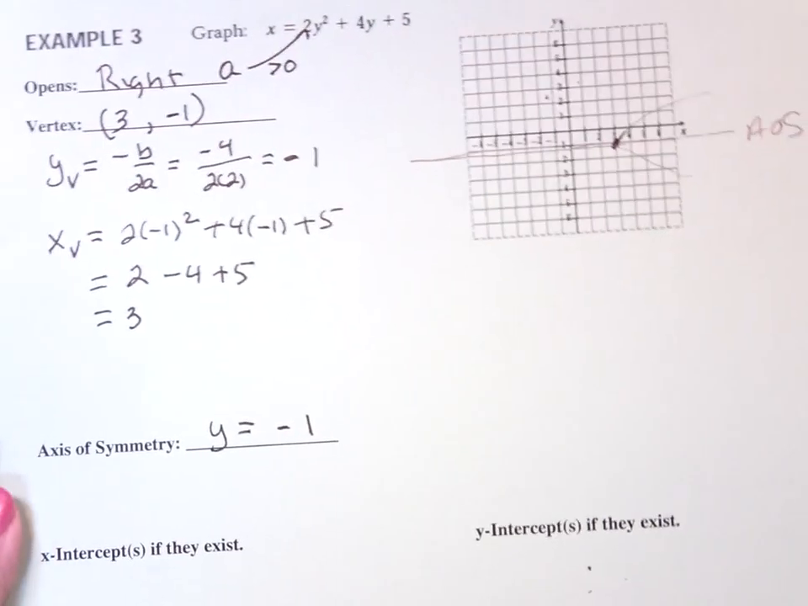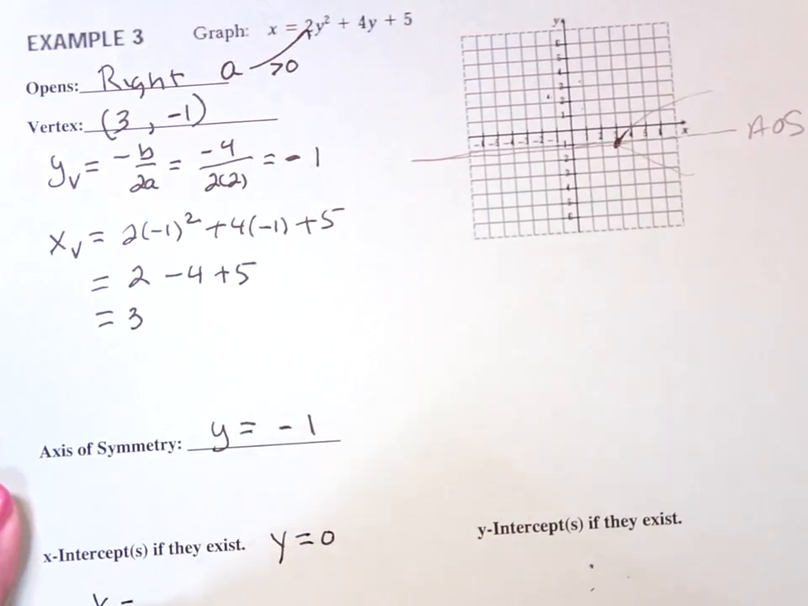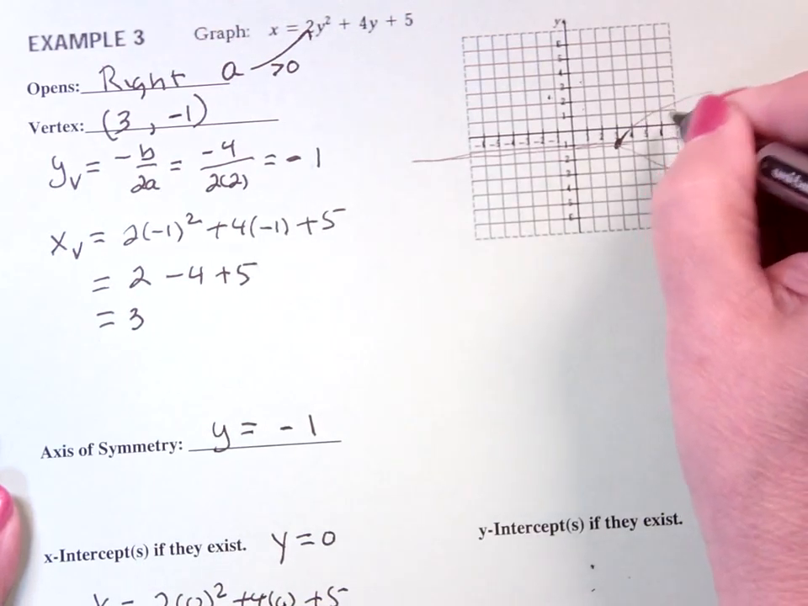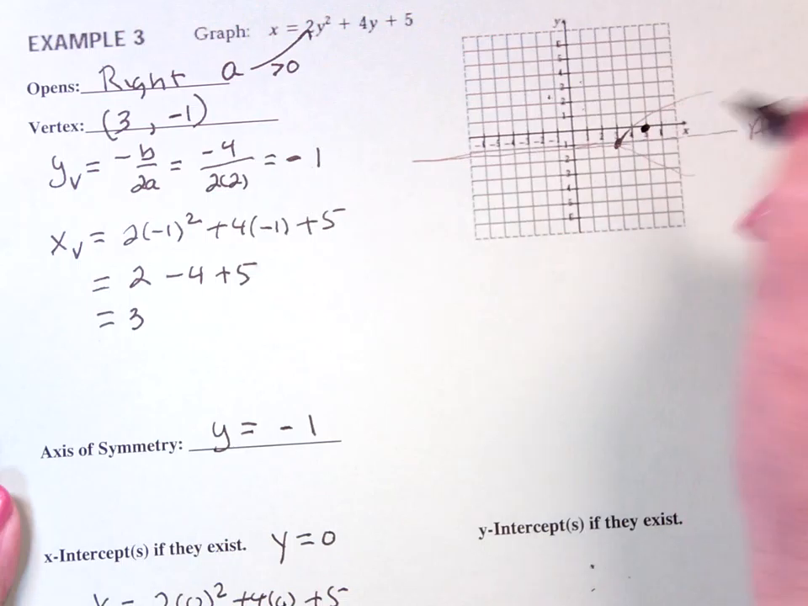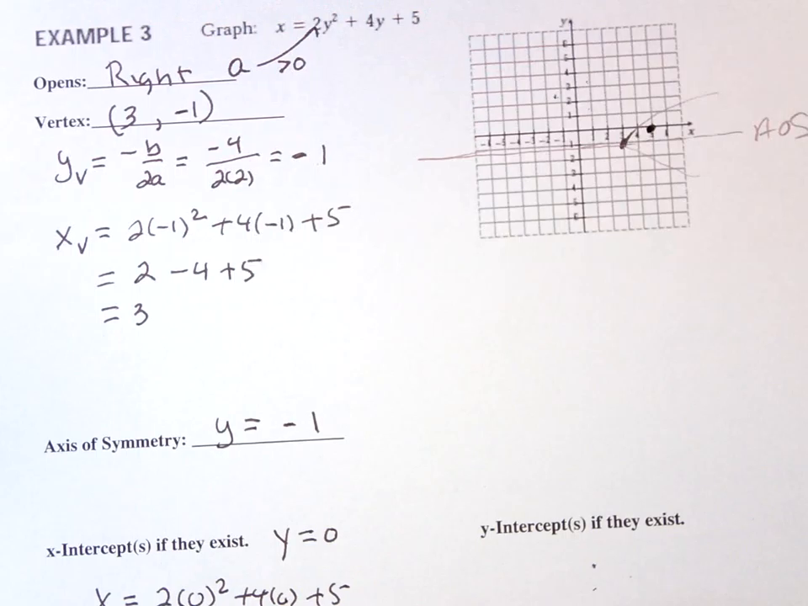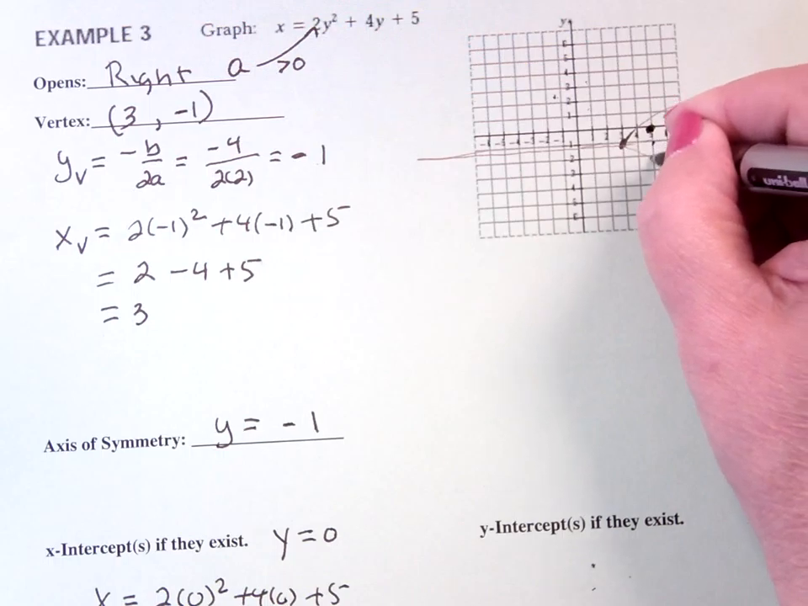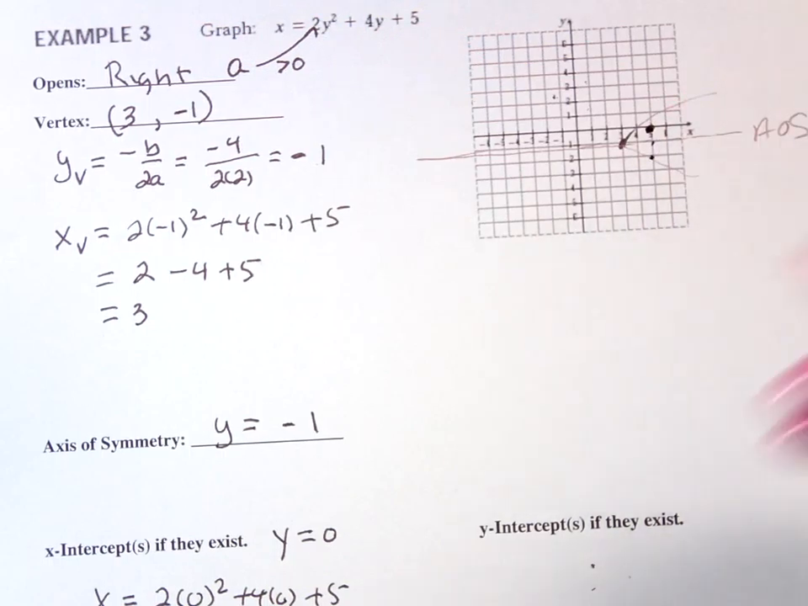And now x-intercepts, if they exist, that's where y is 0. So that means x is 2 times 0 squared plus 4 times 0 plus 5. So that means x is 5. So it's going to be 5, 0. Right there. Now, I can use symmetry to get the other coordinate point, because this is 1 unit from the AOS. And that means if I go down to the other side 1 unit from the AOS, I'd have 2 points, and you can graph your parabola.